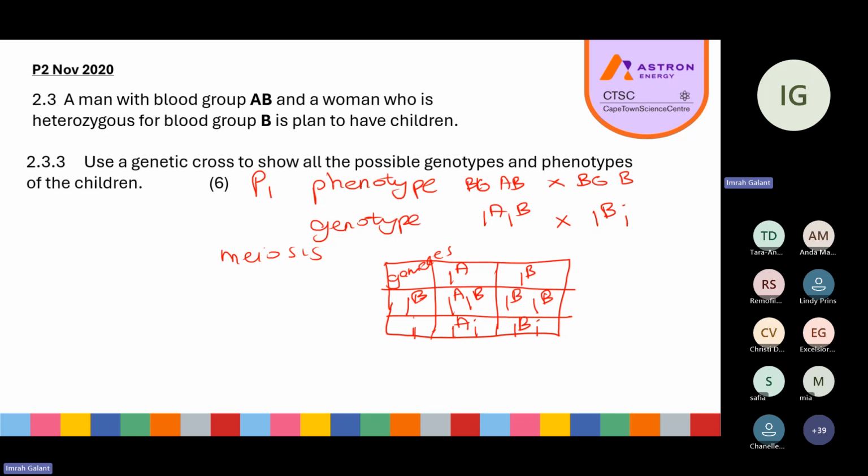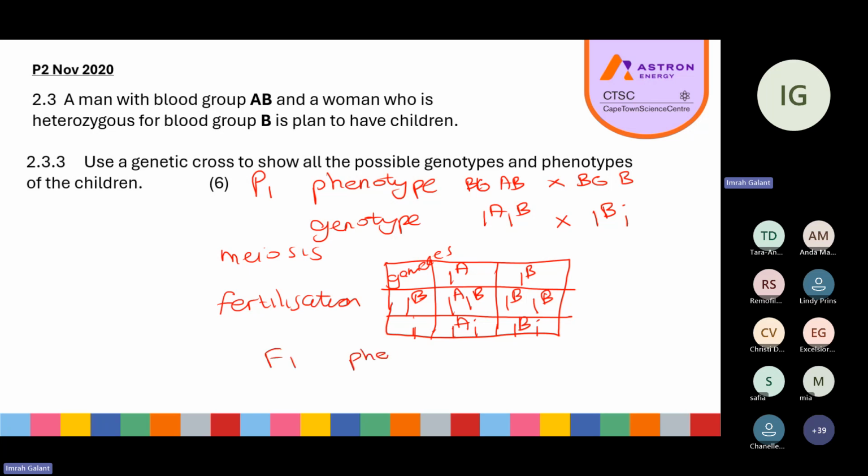So now, obviously, meiosis occurred, and then you have your gametes, which you listed over here and over here. So now, when you cross your different gametes, fertilization took place. So you would write that over there. So now, most importantly, you have your F1 generation.